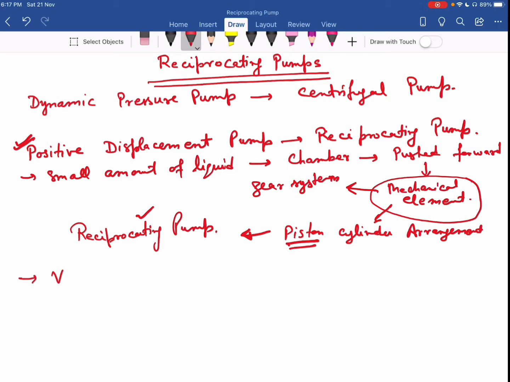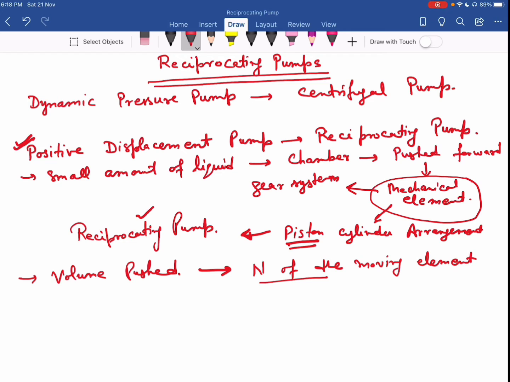So you can say the volume pushed from the chamber is proportional to the speed with which the chamber is filled and emptied, and that is further proportional to the speed of the moving element. So that is our reciprocating pump.